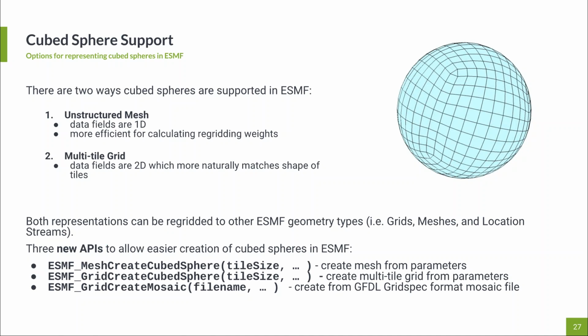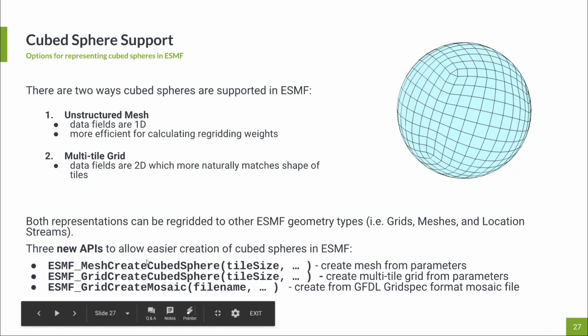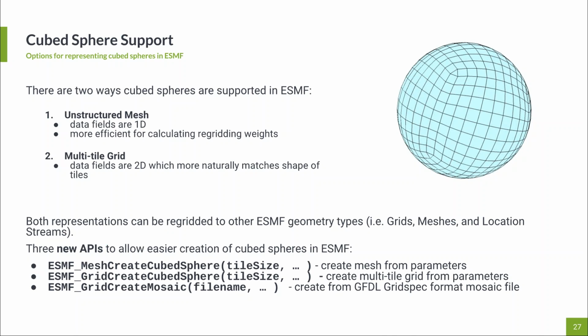If your model code is set up to work over 2D space, then the second option might be appealing, which is a multi-tile grid. In this case, a cube sphere is made up of 6 tiles with certain connectivity between the tiles. When you have the cube sphere set up, either as a mesh or a grid, you can then use regridding to go to and from the cube sphere to other grids. And at the bottom, you can see the 3 main APIs that are involved with creating cube spheres.